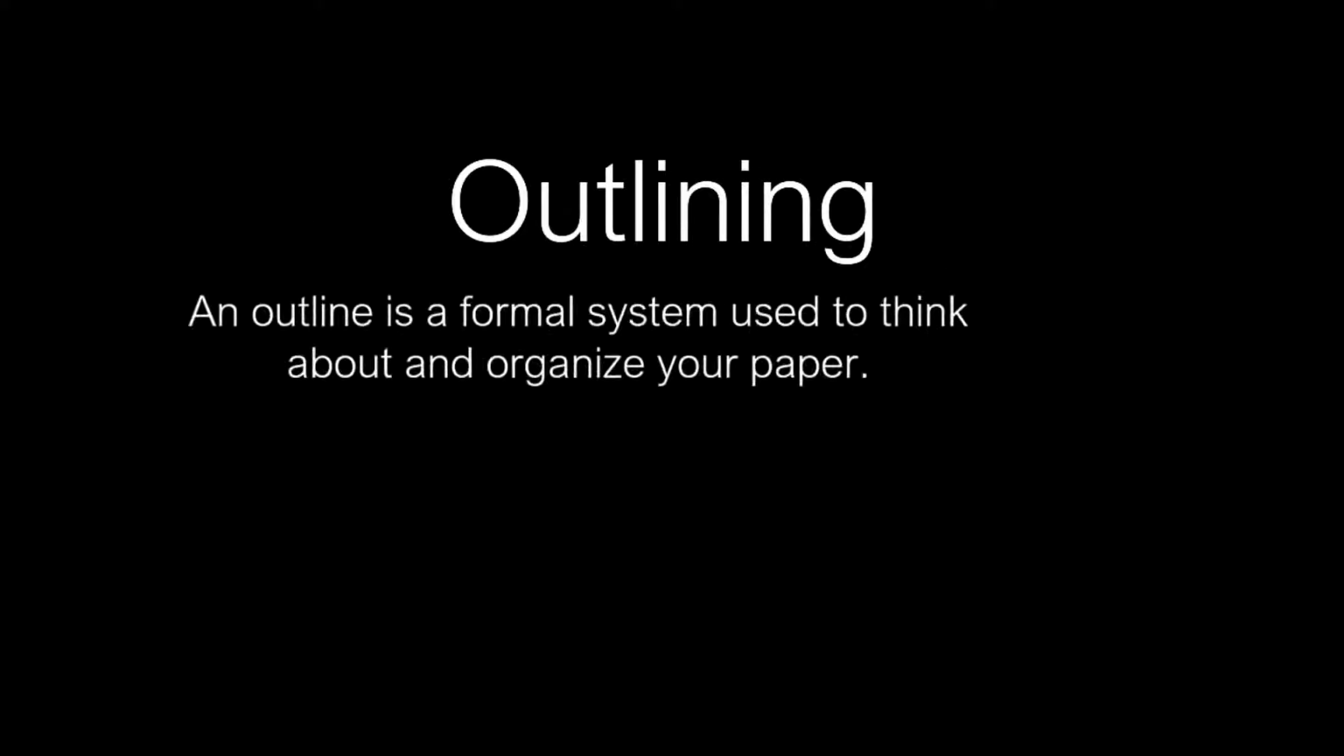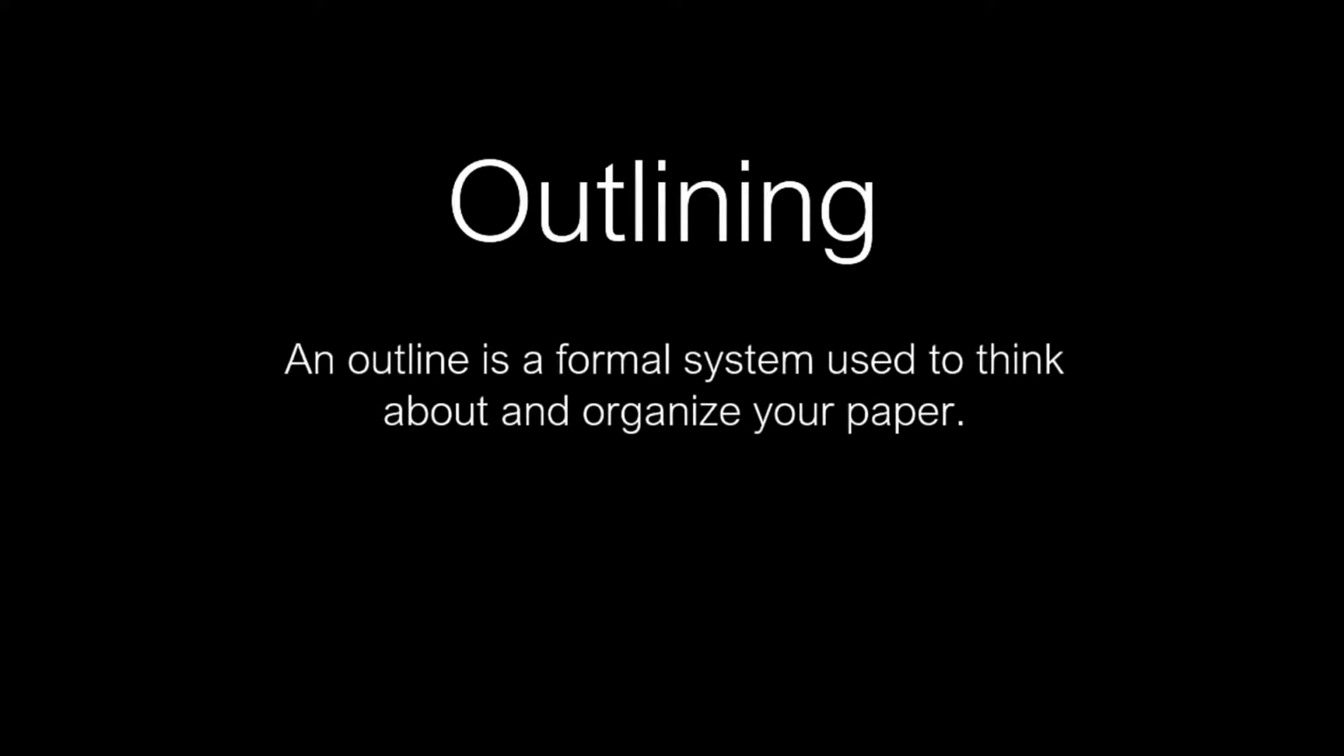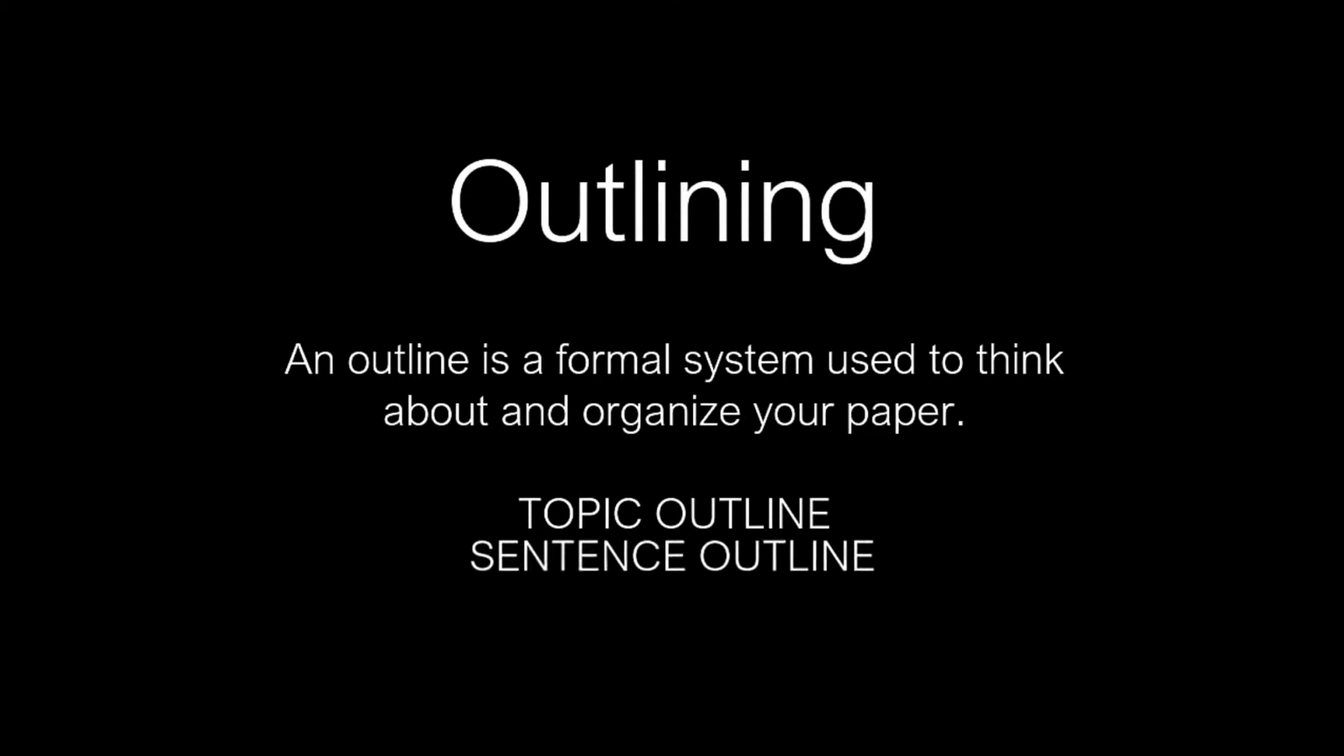Another way of organizing your information is through outlining. What is outlining? An outline is a formal system used to think about and organize your paper. Usually we make use of topic outline and sentence outline.